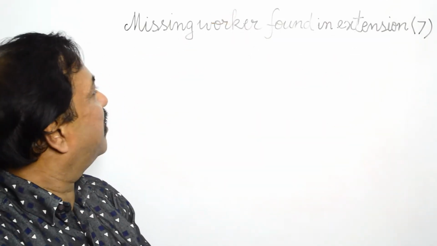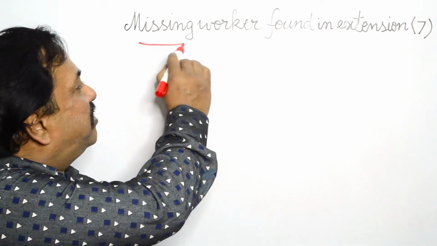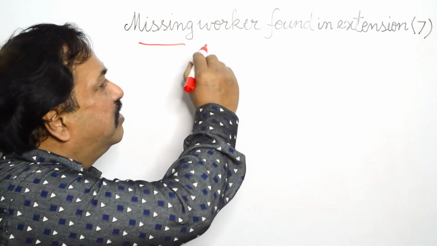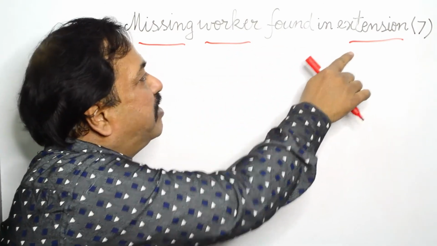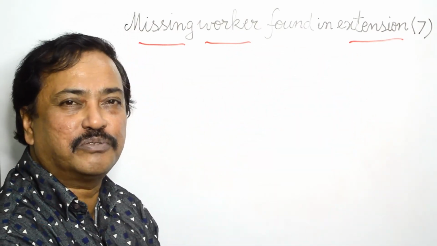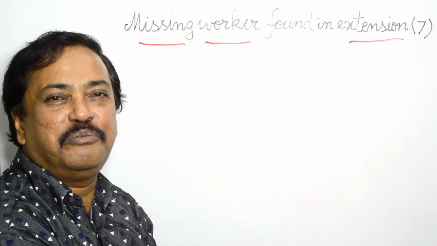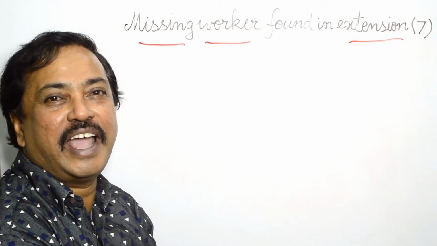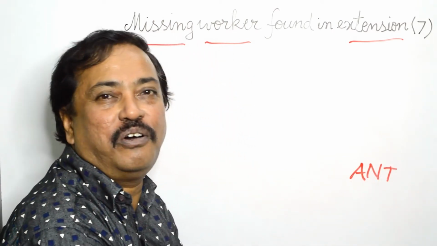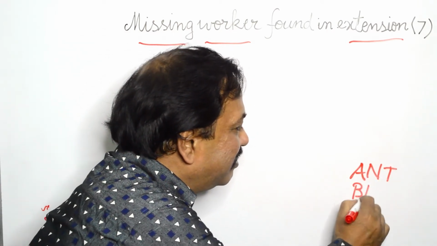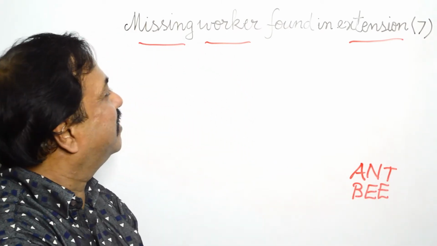Our next clue, missing worker found in extension. Missing is our definition here. Worker found in extension. This is the X part, this is the Y part. In crossword clues, we come across the word worker, and generally we see that the answer comes out to be ant or bee. Of course, they are excellent workers.